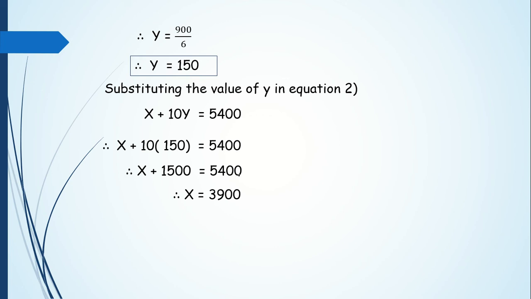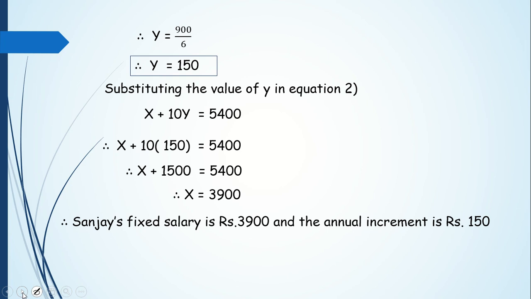So 5400 minus 1500, we get 3900. So x is equal to 3900. Therefore Sanjay's fixed salary is rupees 3900, and y we have already got as 150. So every year he is getting an increment of rupees 150. So this is 3900.